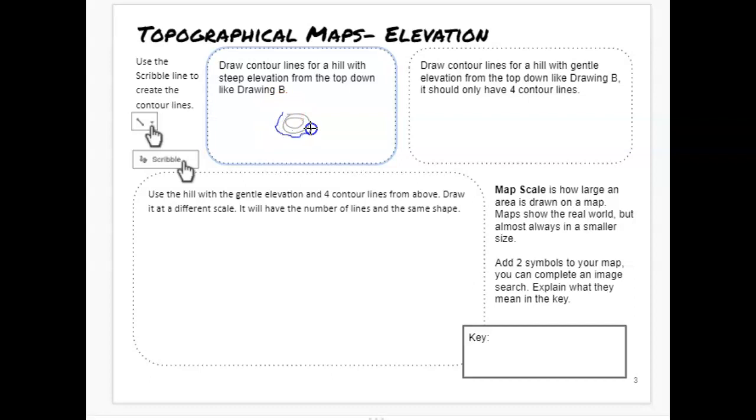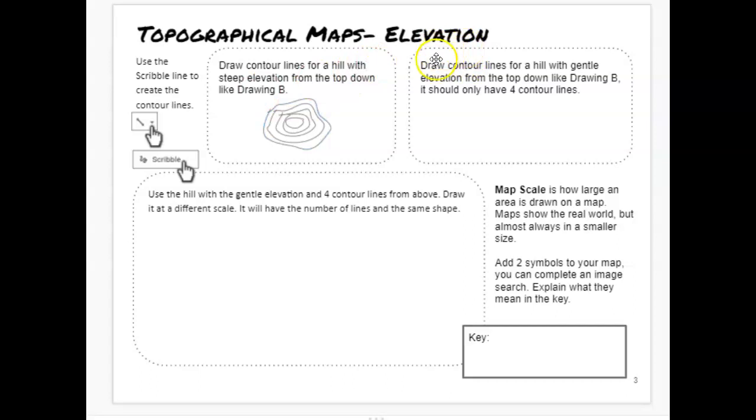And this is also something, you could print this out and do it by hand. But then you would need to have a camera or something so that you could then show me what you did by hand. I'm not sure how to make a video to tell you how to do that. Depends on your device. But see how my lines are really close together? That shows my steep elevation, that this hill is really close together.